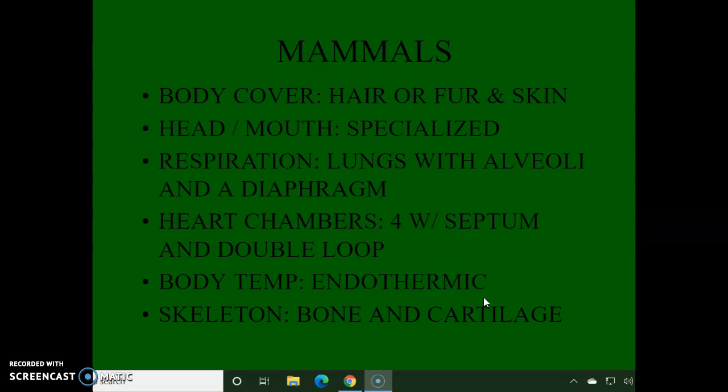The head and mouth is specialized according to what food the mammal eats. Respiration, there's lungs with alveoli and a diaphragm, which is a muscle that helps with breathing. Heart chambers, there's 4 with a septum and double loop. Body temperature, we're endothermic, so we use a lot of energy keeping our temperature correct no matter what it is outside. And for skeleton, we have bone and cartilage. Fertilization, of course, is internal.